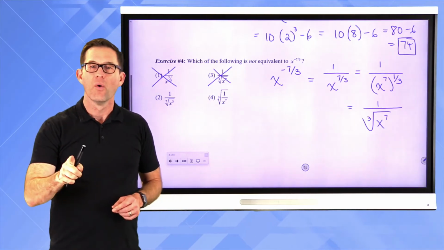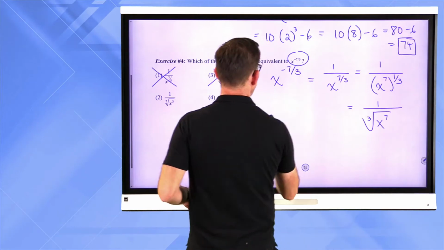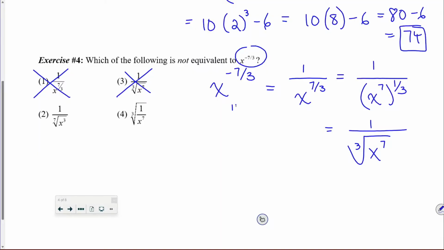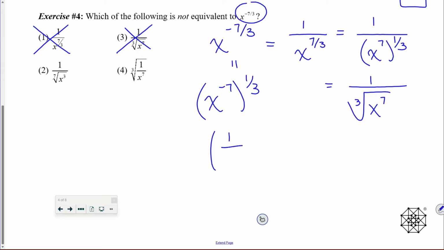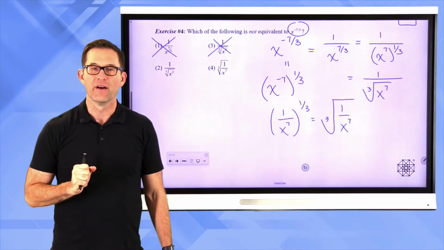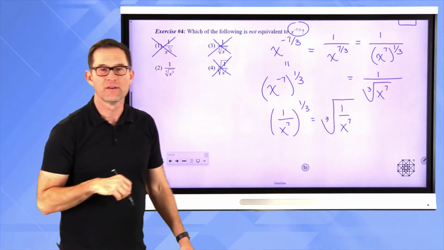Okay, one more of them. I can take a look at this, and I can think about this thing as equal to x to the -7th to the 1/3. But that's 1 over x to the 7th to the 1/3, and that's the cubed root of 1 over x to the 7th. All right, and that's this one. So that one's out.